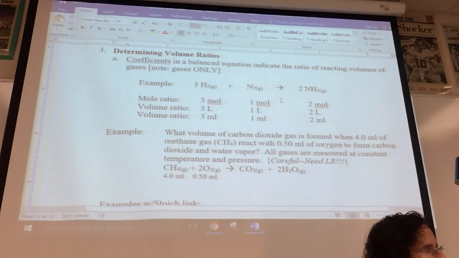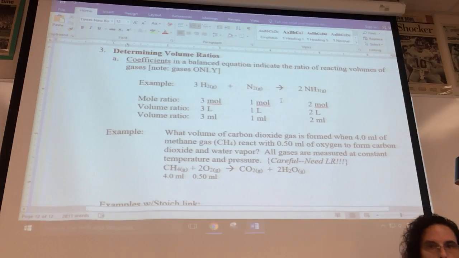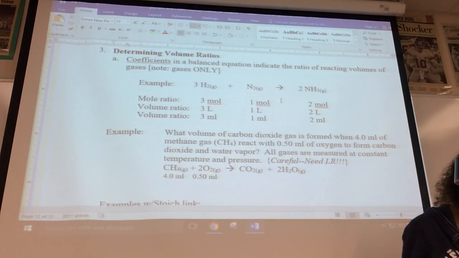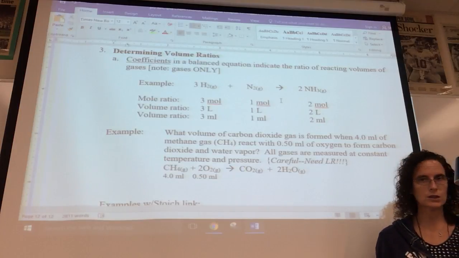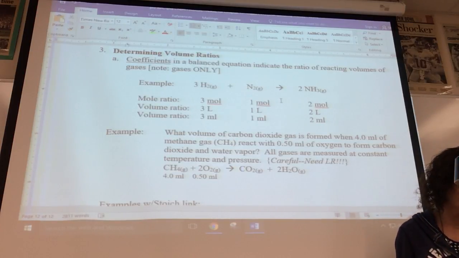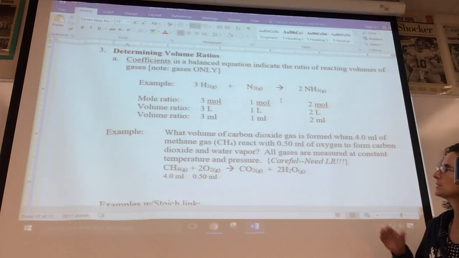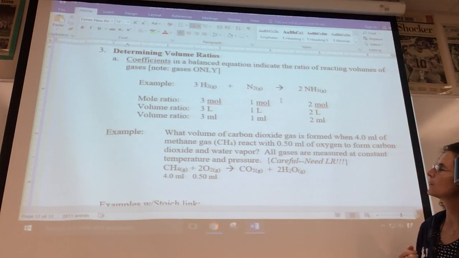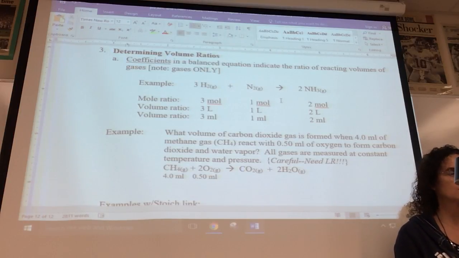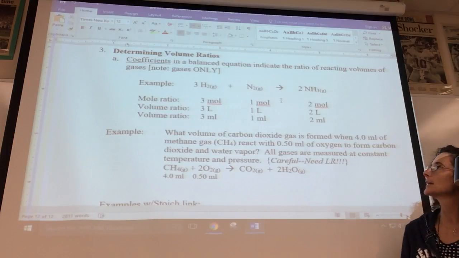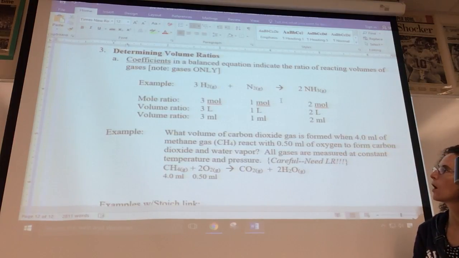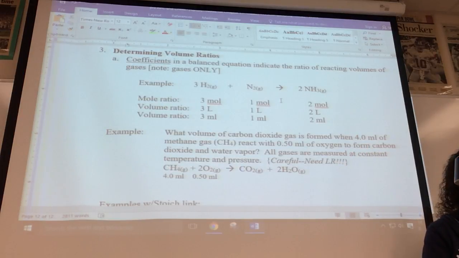With volume ratios, we started this the other day. I want to show you one with a limiting reagent. I'm not going to give you one with a limiting reagent because it just adds a whole other level of difficulty that we really don't need. But this is a good one just to review that concept. We already said that coefficients in a balanced equation not only represent moles, but if those substances are gases, which all of the substances are in the synthesis of ammonia from hydrogen and nitrogen gas, those coefficients represent volume.